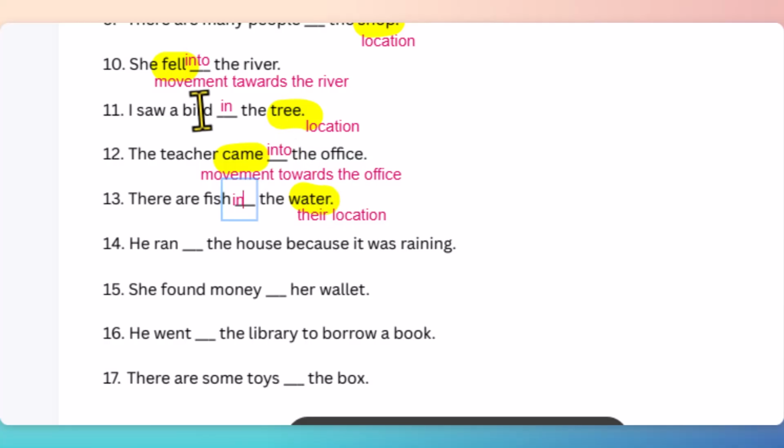Our next one, he ran the house because it was raining. Ran shows us movement. When you are running, in this case, he is running towards the house. So the correct one to use is into. He ran into the house because it was raining. So he was running away from the rain and into the house.